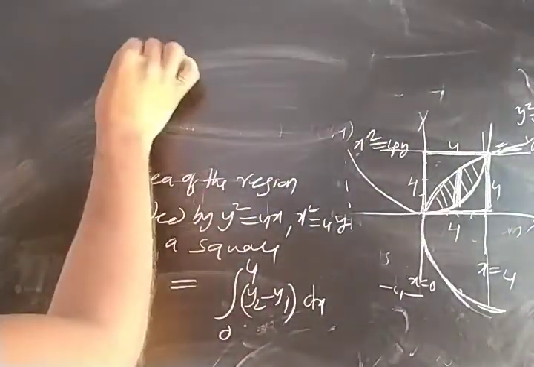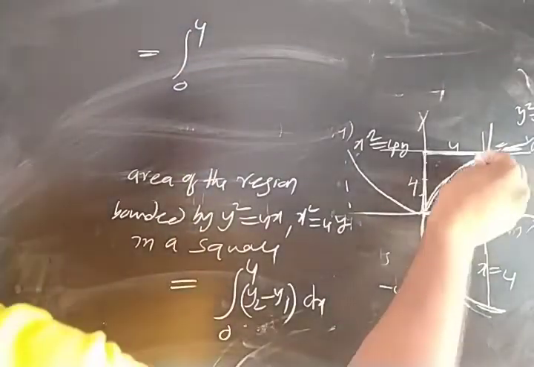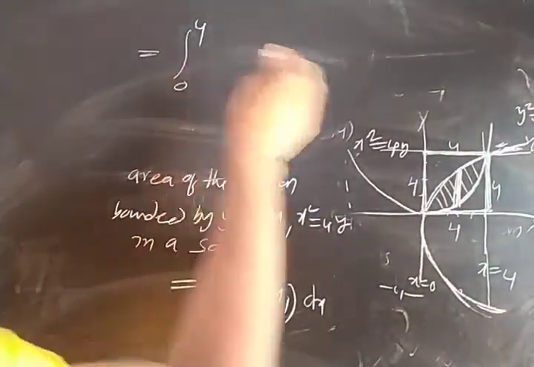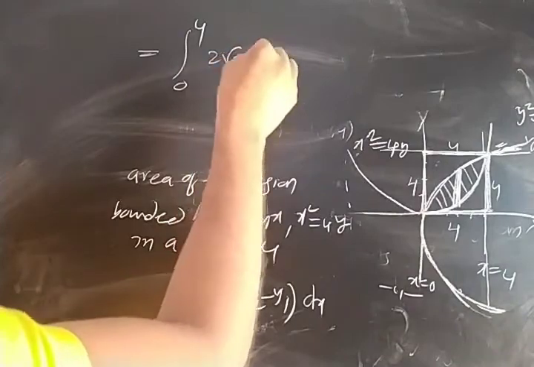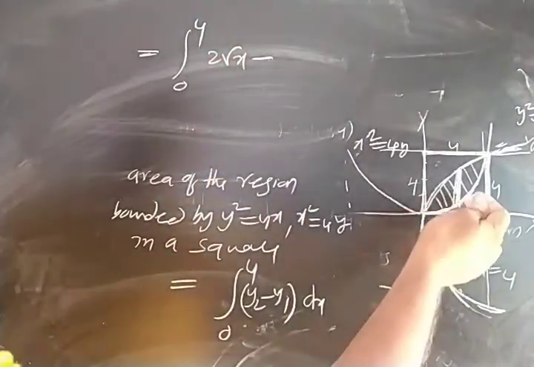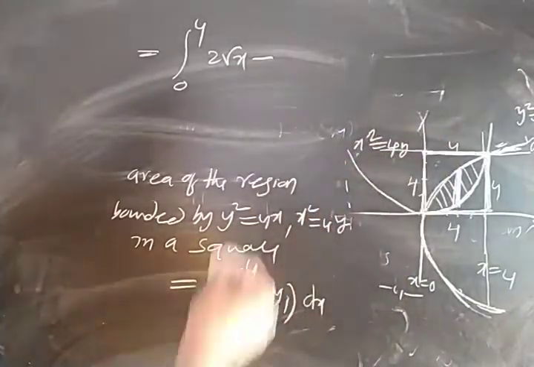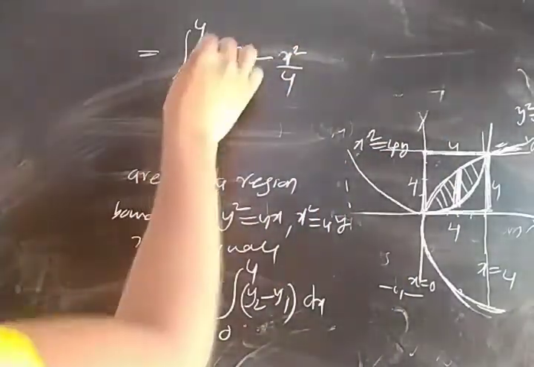So I am substituting in this 0 to 4. y2 is the upper curve. What is the upper curve? Our upper curve is y square equal to 4x. From that, if you find y, it will be 2 root x. Minus y1, the lower curve. The lower curve is x square equal to 4y. From this, if you find y, that is x square by 4, dx.